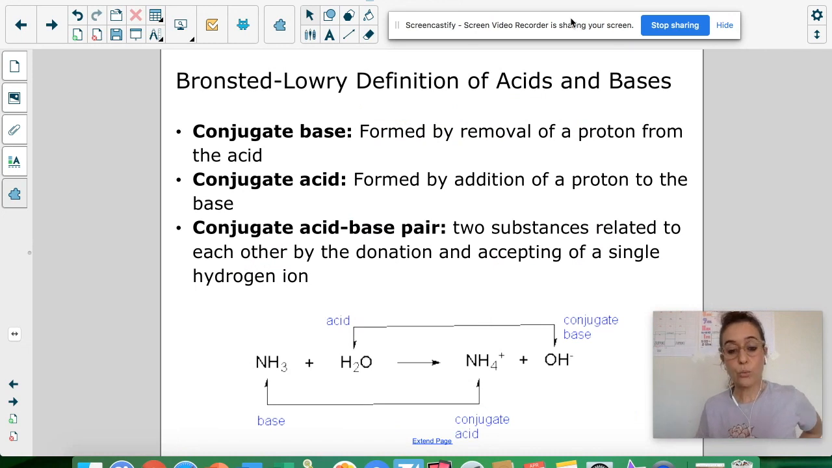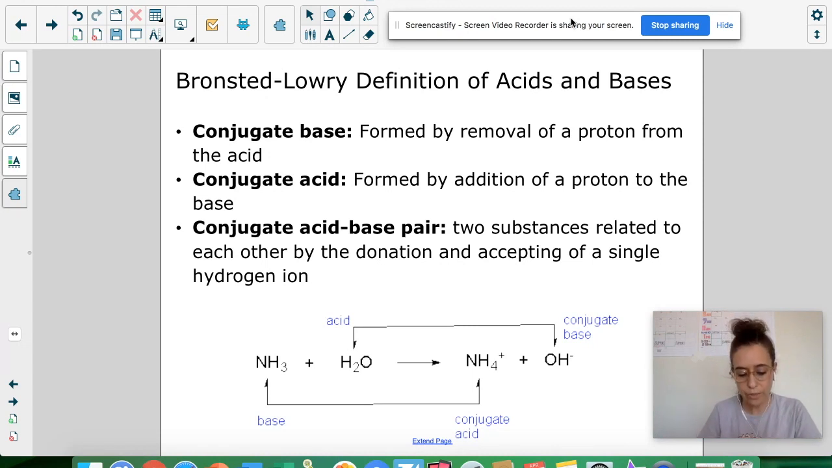Okay, so when we have these situations where one of the two substances is taking protons and the other one is giving them away, when there is a proton acceptor and a proton donor, what we have is a chemical reaction in which we have the base and the acid, and then the conjugate base and the conjugate acid. And I'm going to explain what that is right now.